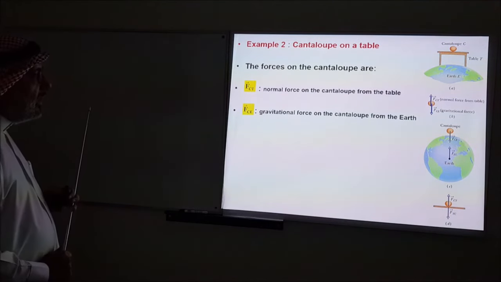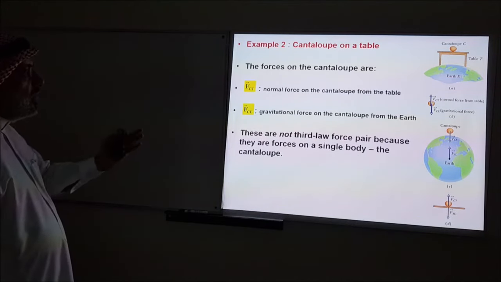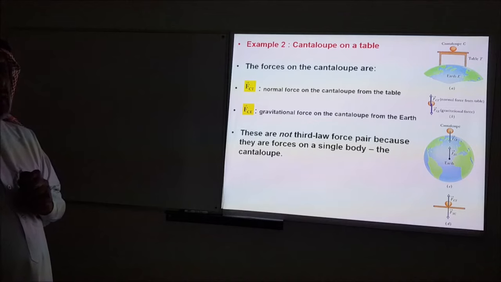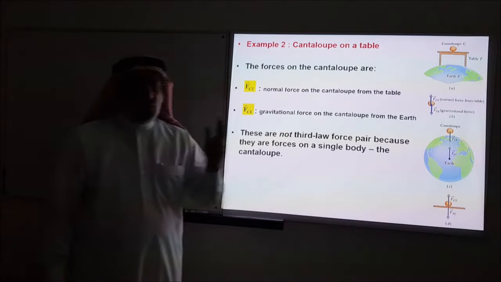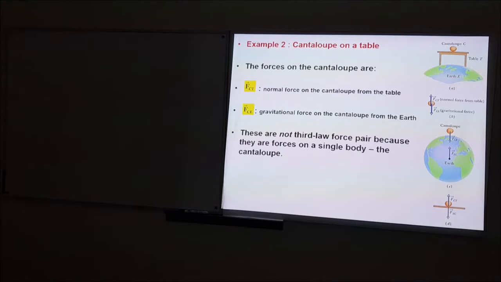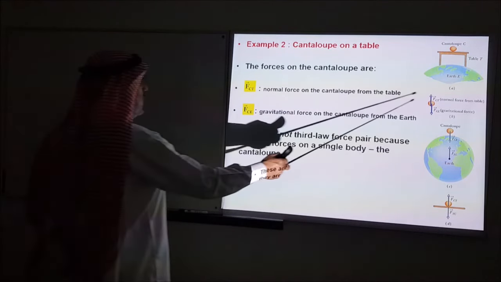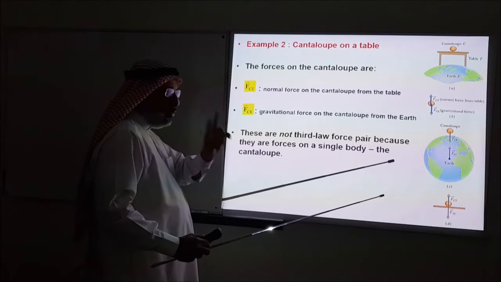The question now is, are these two forces Newton's third law force pair? The answer is no, because third law force pairs have to act on two different bodies, while these two forces that we show here are forces on one object. To have Newton's third law, you have to have two objects.